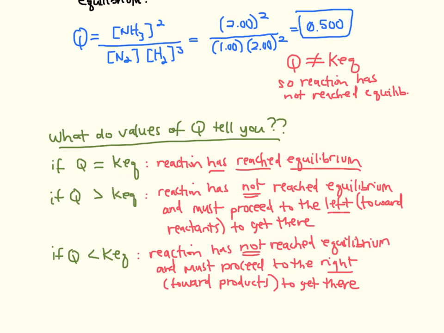The opposite, of course, would be true if our Q ended up less than Keq. So if we had calculated this and it had come out to be less than our Keq value, what that tells me is that the bottom number is too big and the top number is too small. So I need to make the product concentrations higher and the reactant concentrations smaller so that I can raise my Q value to equal my Keq. So that tells me that the reaction needs to proceed to the right, or towards the product. So we need that forward reaction to speed up and the reverse reaction to slow down to get us to equilibrium.